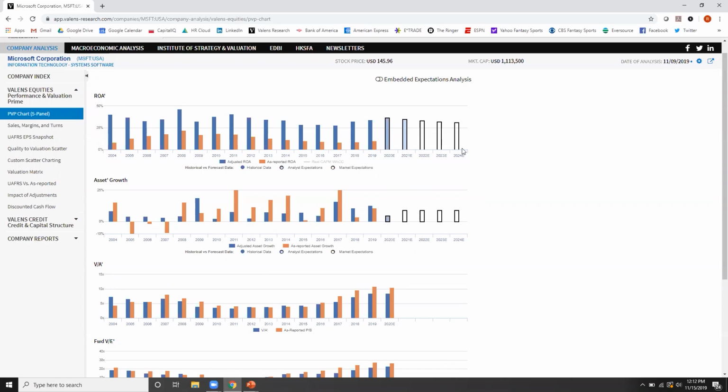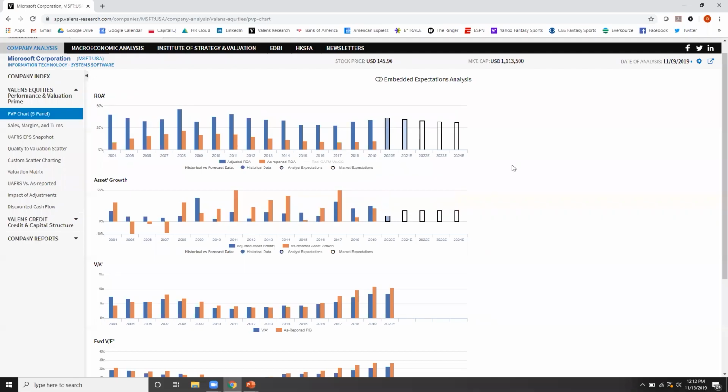And lastly, these 3 white bars here are what the market is pricing in for Microsoft to do for the next 5 years at $146, the current stock price. Said differently, for Microsoft to be worth $1.1 trillion, they need to see ROAs fade from 37% in 2020 to 31% in 2024, and they need to keep growing at about 9% a year, which is about the average that they've grown for the last 5 years.